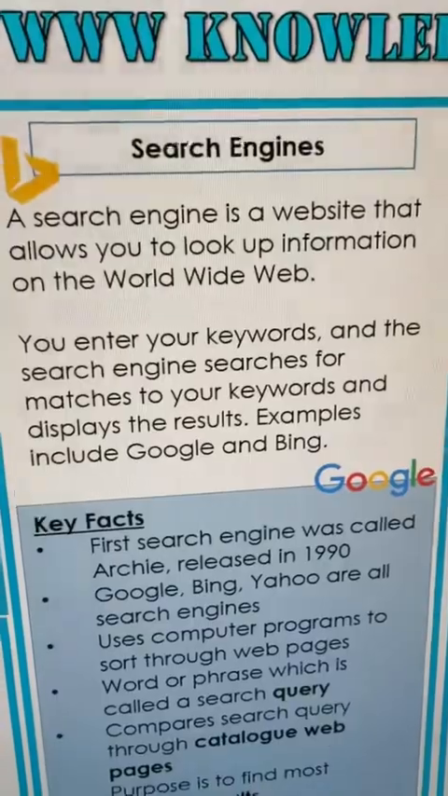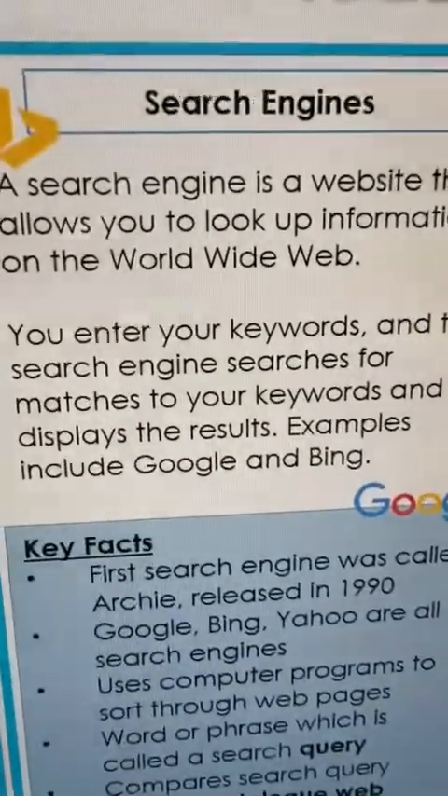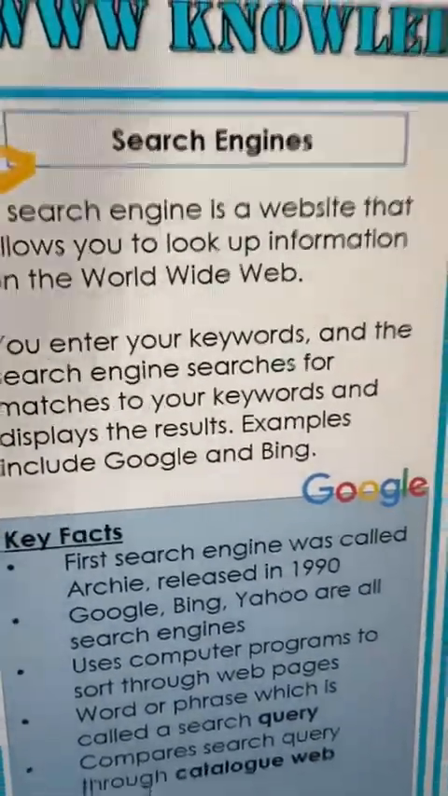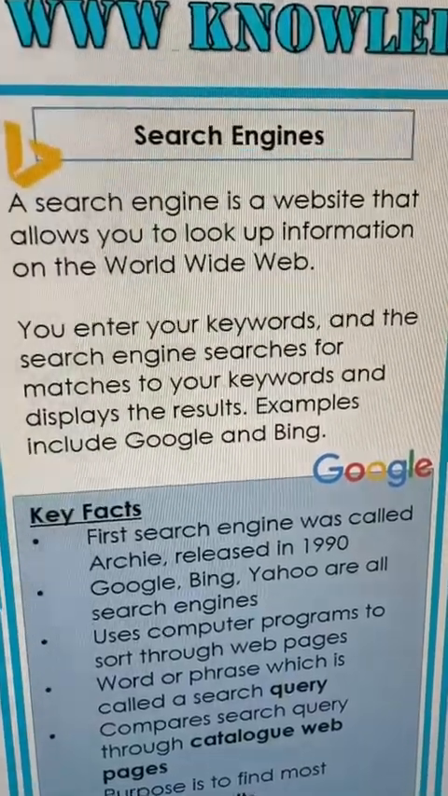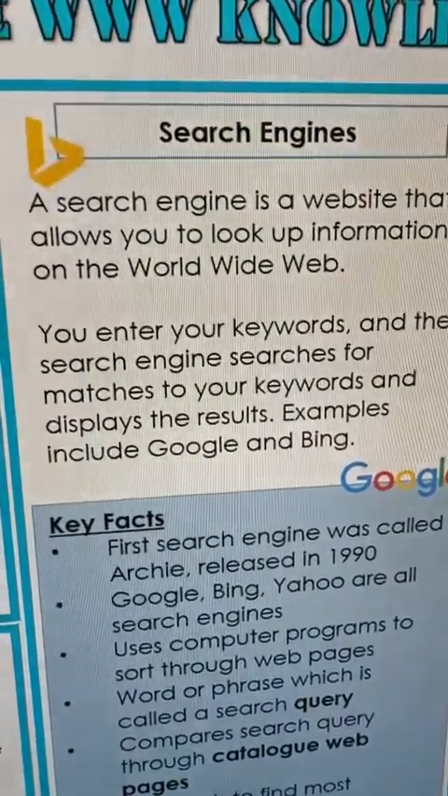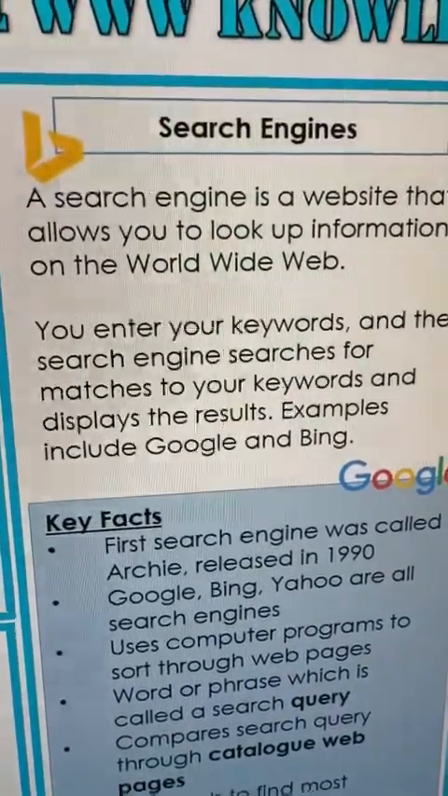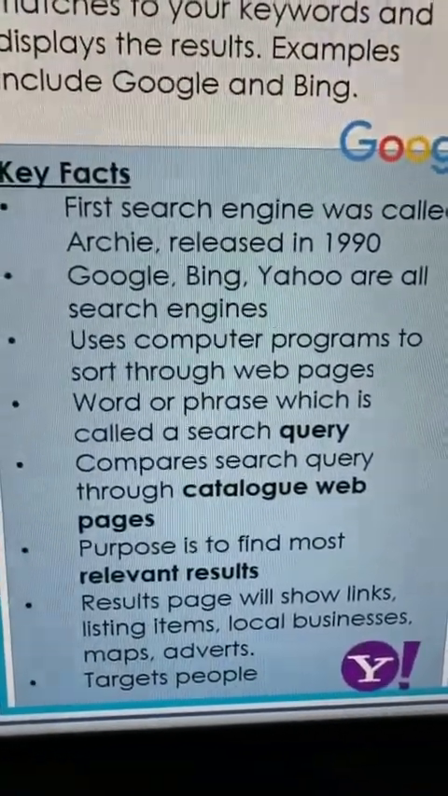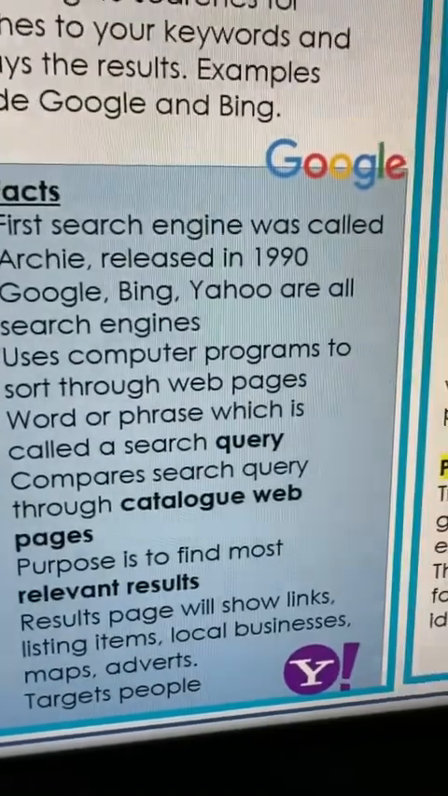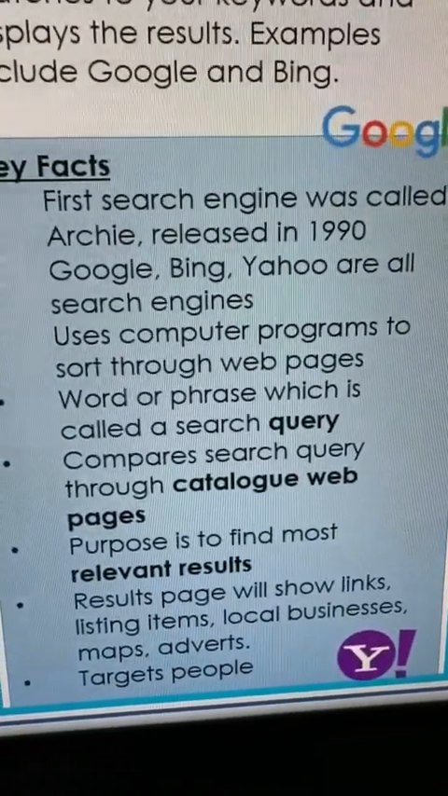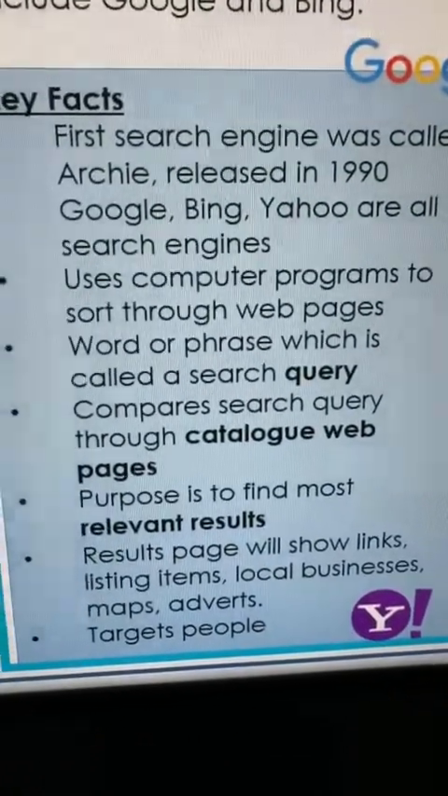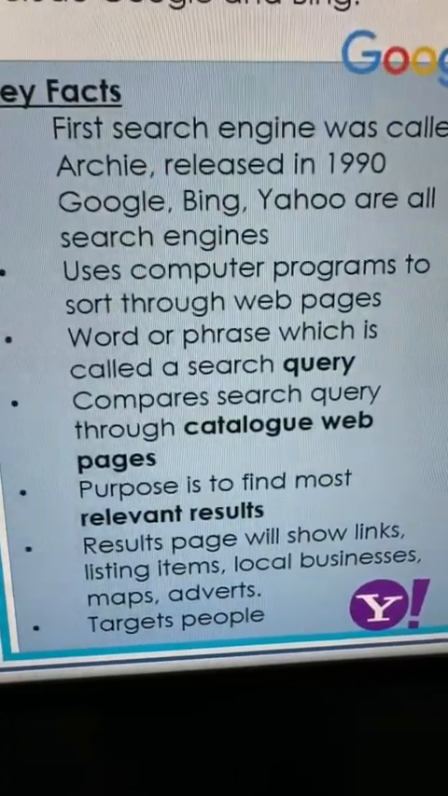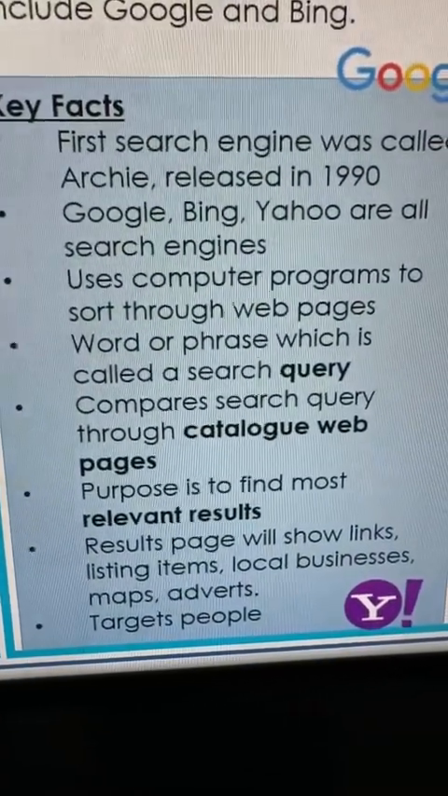Now, the World Wide Web is pretty big, so to search things on it, we would use a search engine, and it allows you to look up all this information that's on the World Wide Web. Very sorry for the screen flicker, by the way. Here are some facts, okay? When you type something into a search engine like Google, it's called a search query, and basically it compares the search query through all of its web pages to find the one that is most relevant to you.